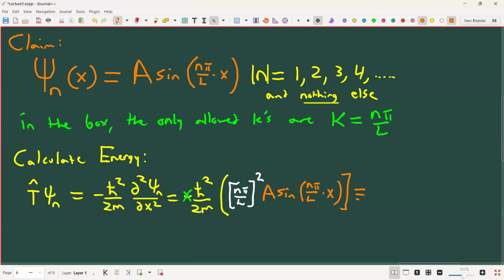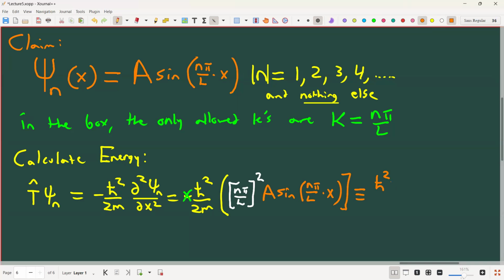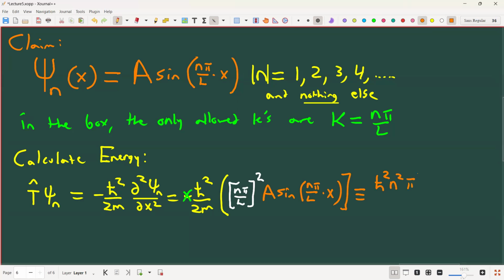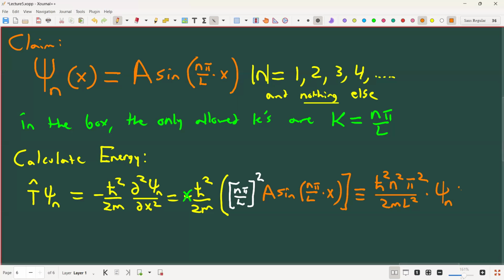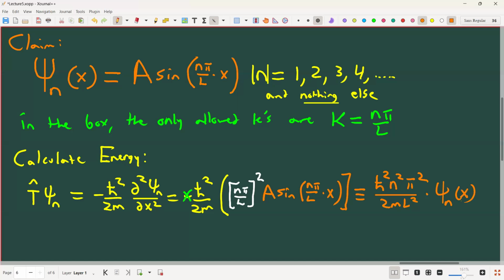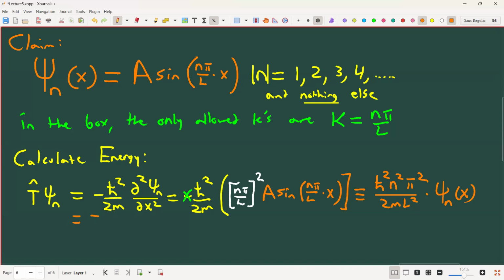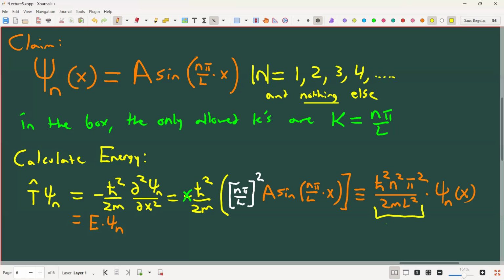Okay, and just simplifying, this is h bar squared n squared pi squared over 2mL squared times my original function. Remember that this equation gives me the energy back times the original function. So this is my energy. This is the kinetic energy of my particle in the box. This is my energy.